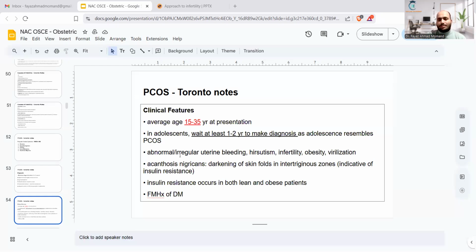Now, they may have abnormal uterine bleeding, hirsutism, infertility, obesity, virilization, or women developing features of men like hair on the face, a lot of acne, deepening of voice, etc. Darkening of skin folds that we call acanthosis nigricans. It indicates that the patient has resistance to insulin. Remember, in PCOS, insulin resistance can occur in both lean and obese patients. Normally, we expect insulin resistance in someone who's obese, but here it can happen in lean patients too.